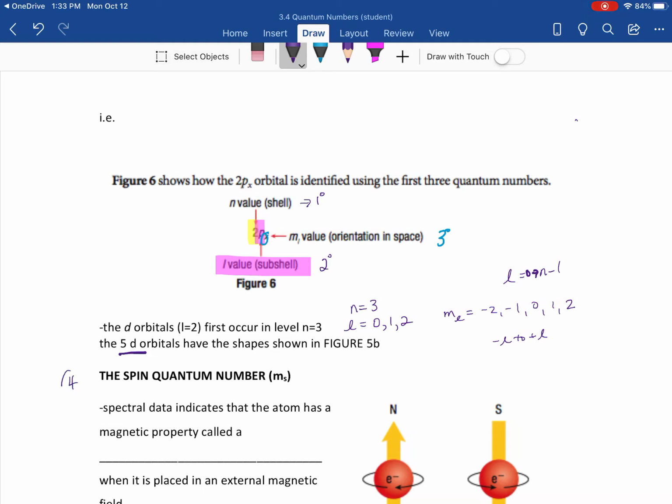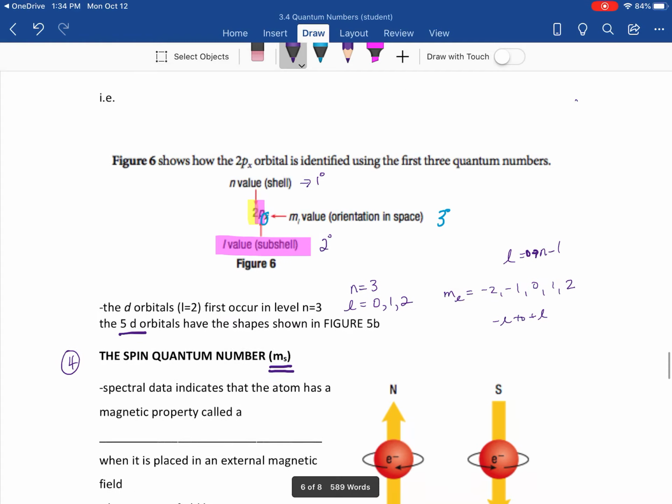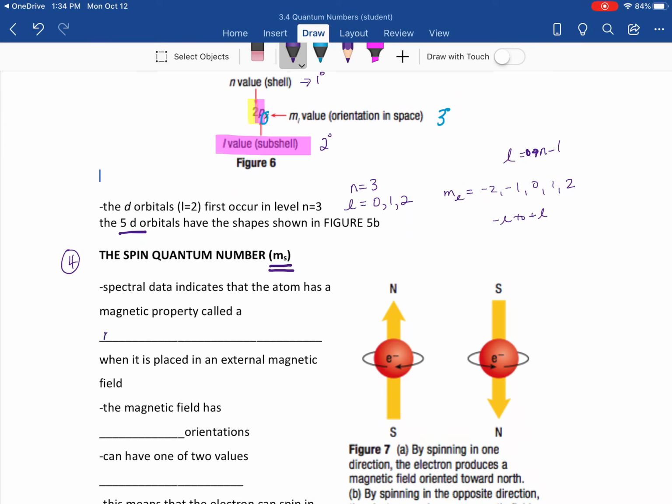Guess what? We just made it to the 4th quantum number. And this last quantum number has already been alluded to because it reflects that electrons spin. They spin because they've got kinetic energy. They spin because sometimes they have to release energy. And so spectral data shows that an atom has a magnetic property. This magnetic property is called a magnetic moment when you place it in a field that has magnetism applied to it.